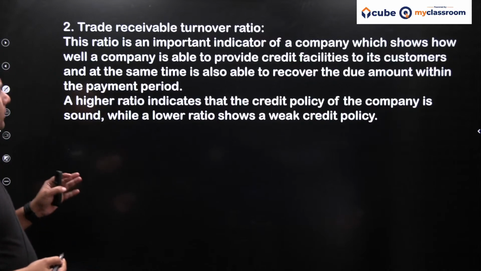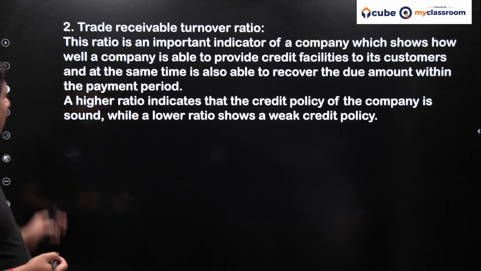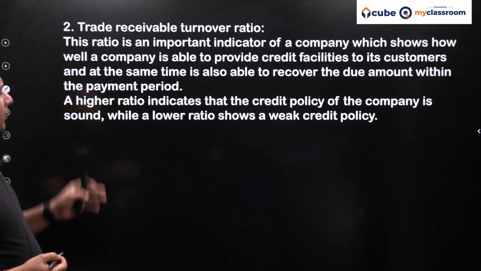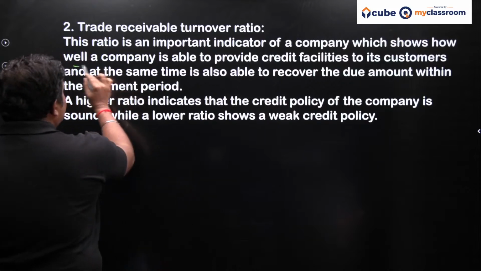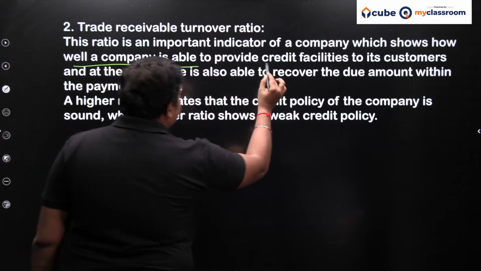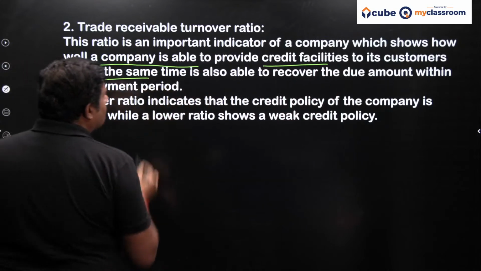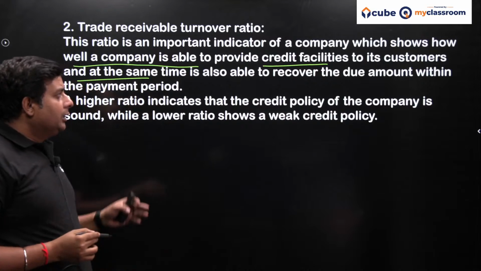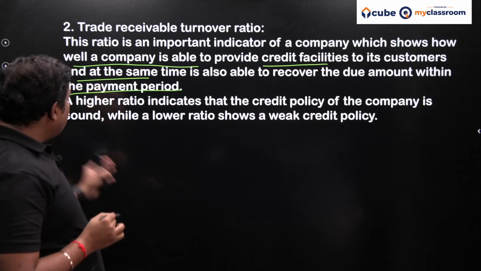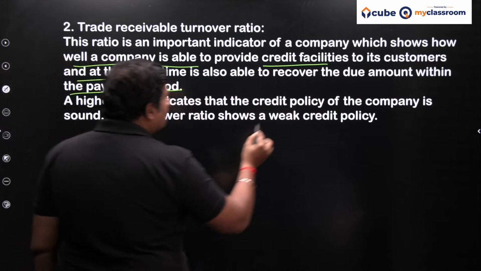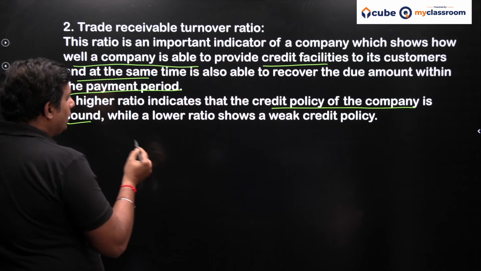Next one is trade receivable turnover ratio. So first of all, we need to understand what is trade receivable turnover ratio. So it is again a very important indicator of a company which shows how well a company is able to provide credit facilities to its customer, and at the same time is also able to recover the due amount within the payment period.